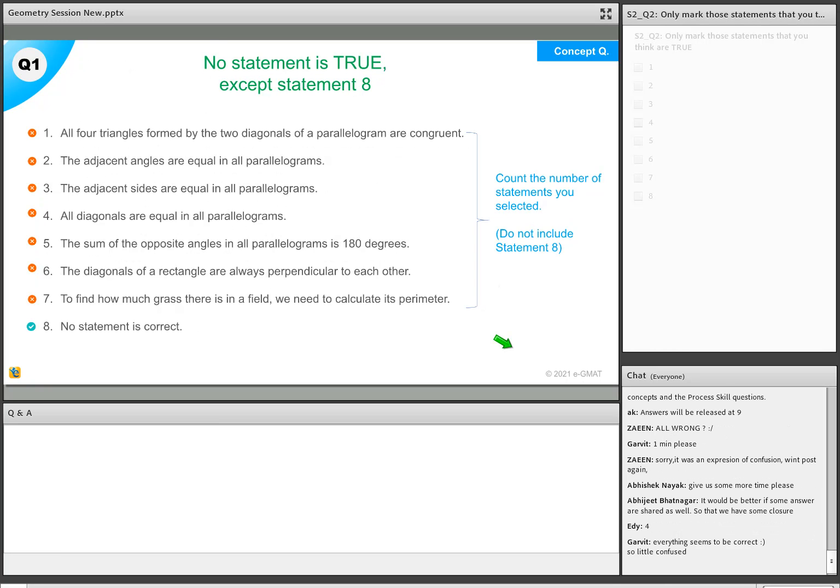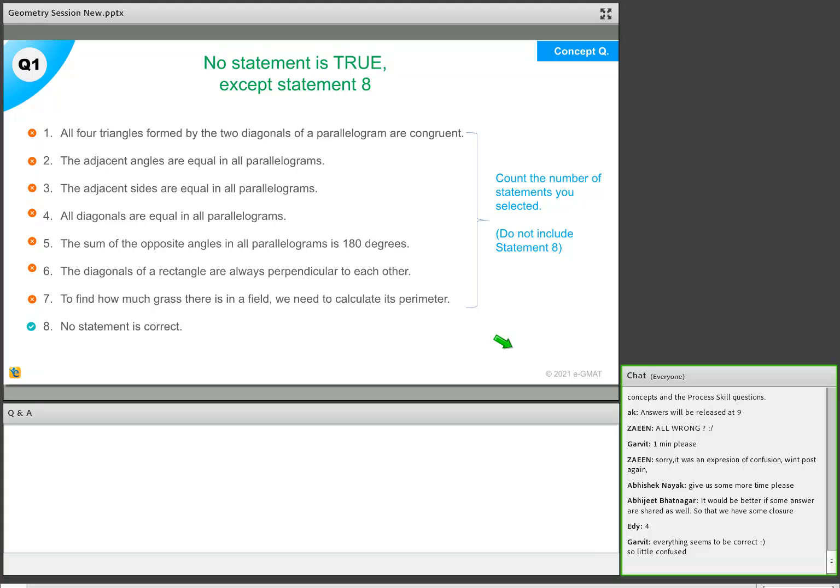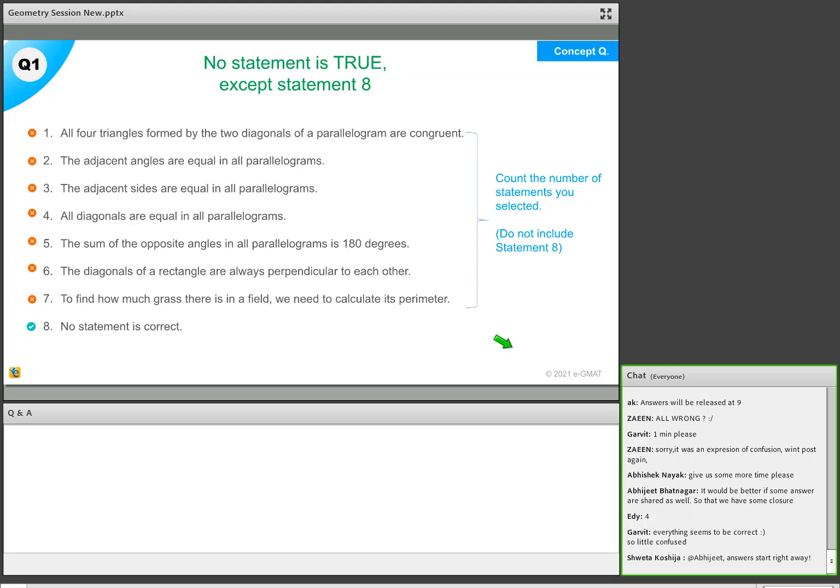So for the first question, none of the 7 statements were true, right? None of the 7 statements were true, and you should not have marked any of the 7 statements, but all of you should have marked statement number 8. That's for question number 1.